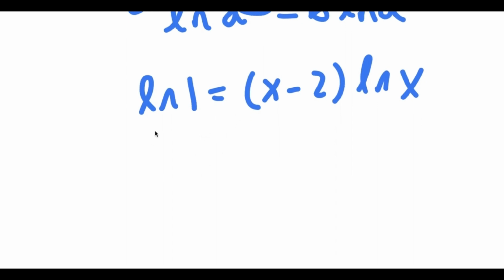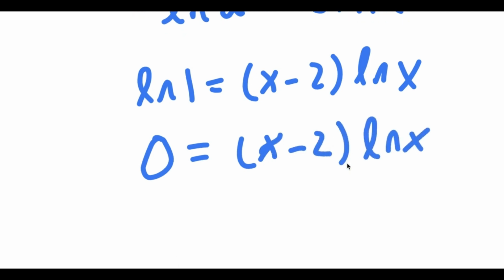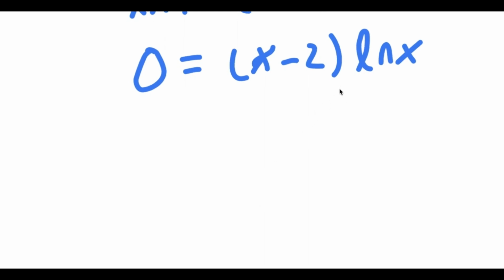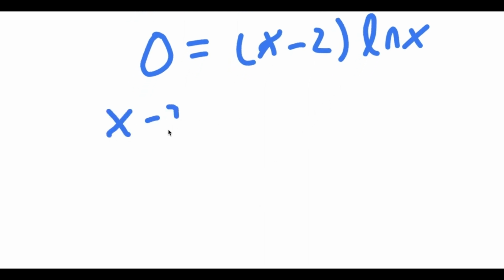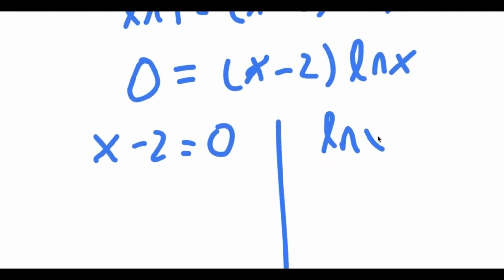And ln of 1 is equal to 0, so I have 0 is equal to x minus 2 times ln x. So now this actually gives me two equations. I have x minus 2 is equal to 0, and I have ln of x is equal to 0.